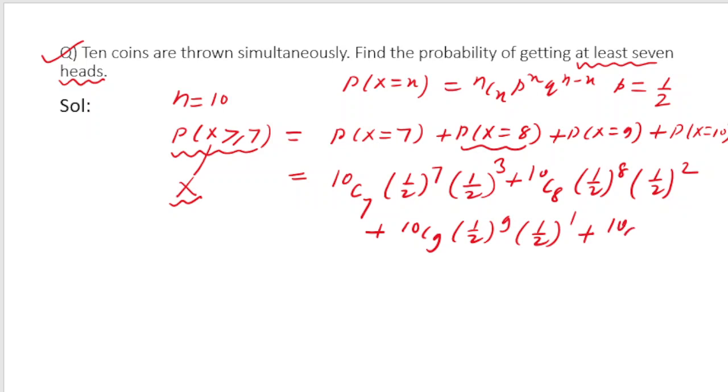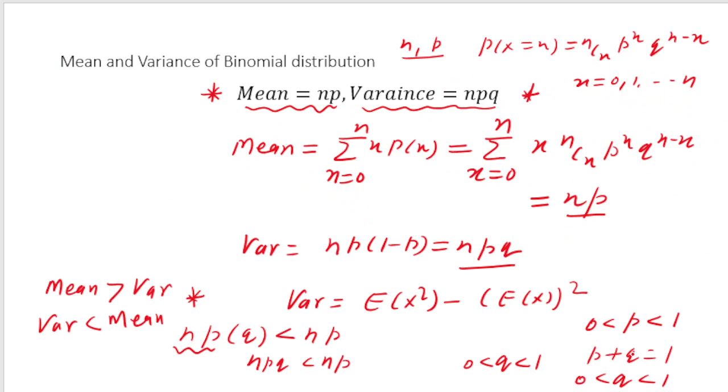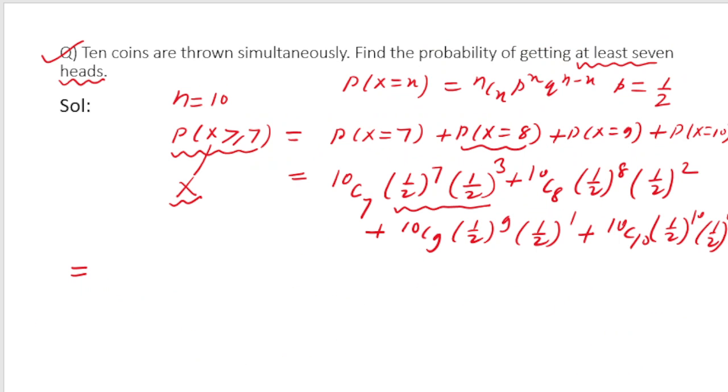And for 10, it is 10C10, 1 by 2 to the power 10 and 1 by 2 to the power 0. Right, so I hope it is clear to you. Now, see, it was a nice situation where the probability of success and failure was the same, but it is not a rule, it may be anything. As I told you, that probability P lies between 0 to 1 and Q also lies between 0 to 1.